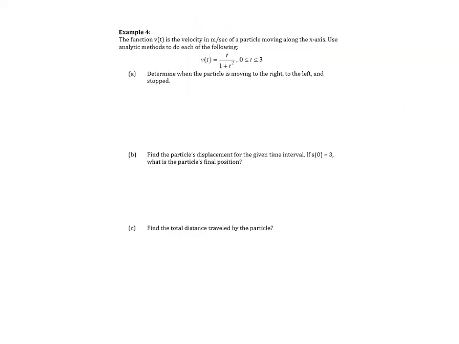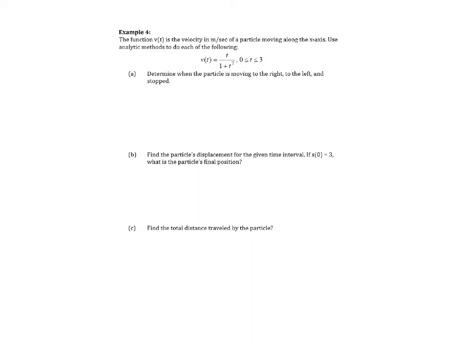All right, example number 4. I don't see anywhere here that I'm told I can use a calculator, so I guess we've got to just grind some real calculus here. It says determine when the particle is moving to the right, to the left, and is stopped. Okay, so on this interval, if I were to consider values for v of t, we're going to use analytic methods here, which just means let's grind it.